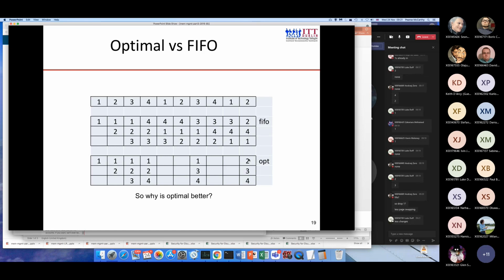Exactly. Right? I have 6 versus 10 page faults. Okay? So therefore, my program will run much quicker. But sadly, optimal doesn't exist. It's idealistic. But it's a great one to compare against, right?